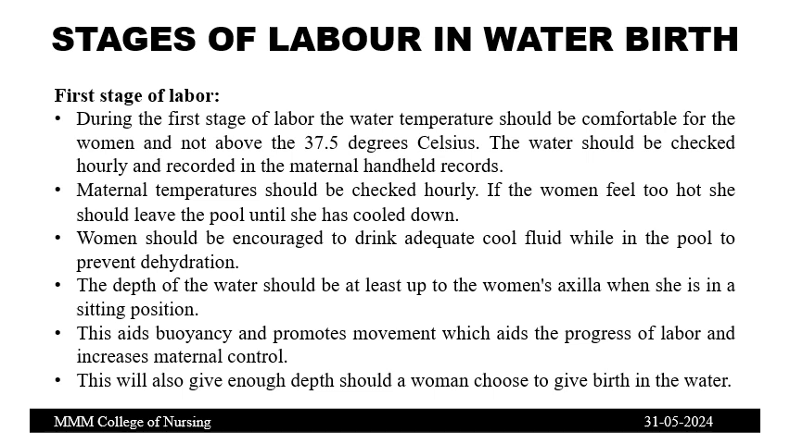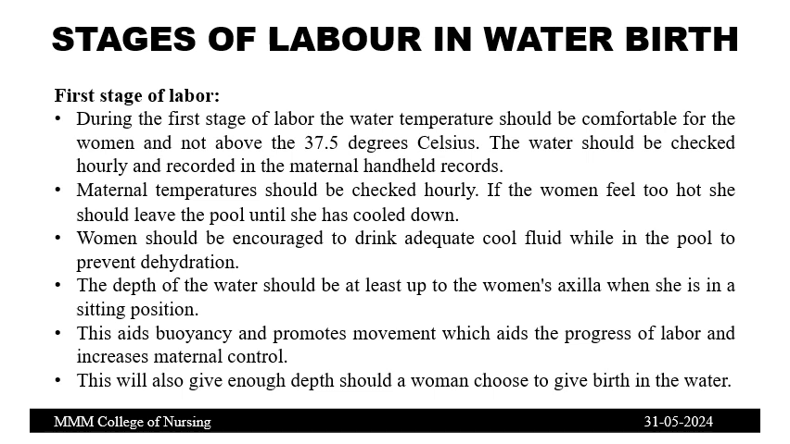Next is the stages of labor in water birth. First stage. What happens during the first stage? During the first stage of labor, the water temperature should be comfortable for the woman, not above 37.5 degrees Celsius. The water should be checked hourly and recorded in the maternal handheld records. Maternal temperature should be checked hourly. If the woman feels too hot, she should leave the pool until she is cooled down.